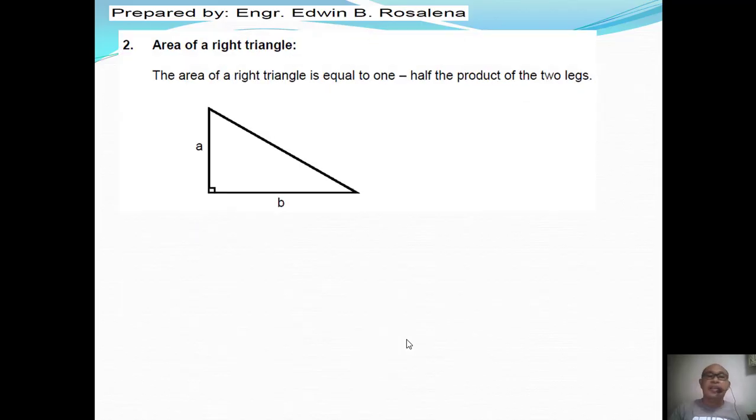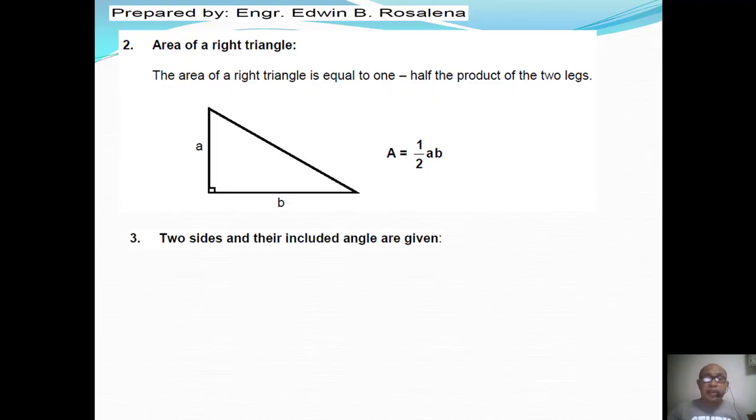Okay, so number 2, we have the area of a right triangle. Of course, when we have a right triangle, the 2 perpendicular sides, which are called the legs, one can be taken as a base and the other is the altitude. So in that case, in the figure, area is equal to 1/2 A times B.